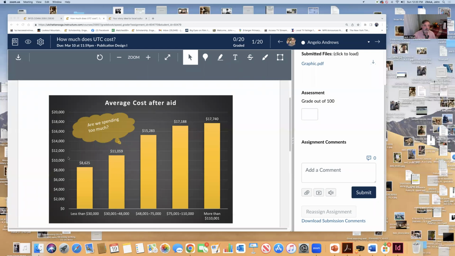We have on this one, it looks good. But less than 30,000, is this your annual income? I don't know. Average cost is 8,000. Are these bars for a, I don't understand exactly what the point is. Average costs, again, is this your home income? I'm not sure. So we're just kind of missing a label here.